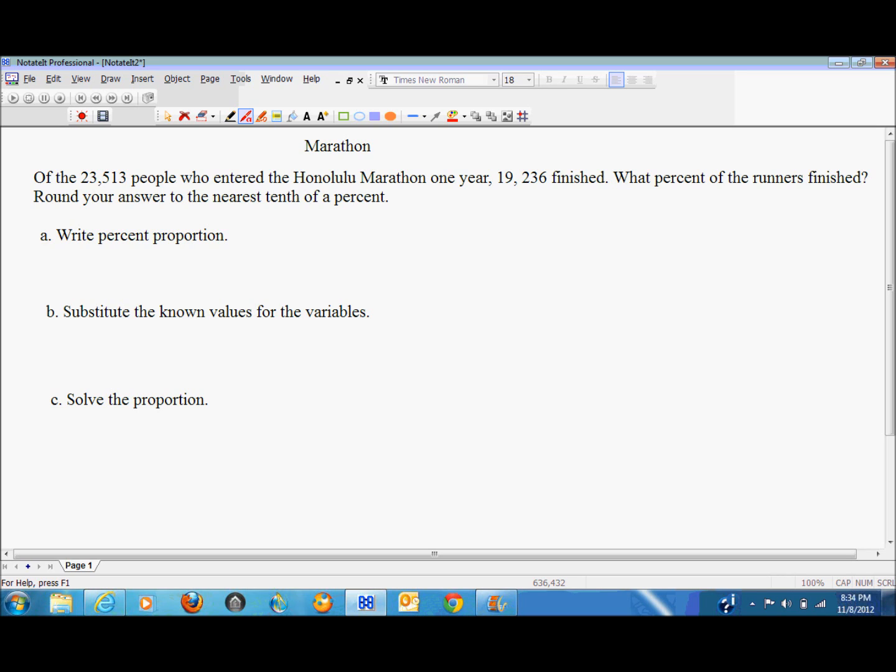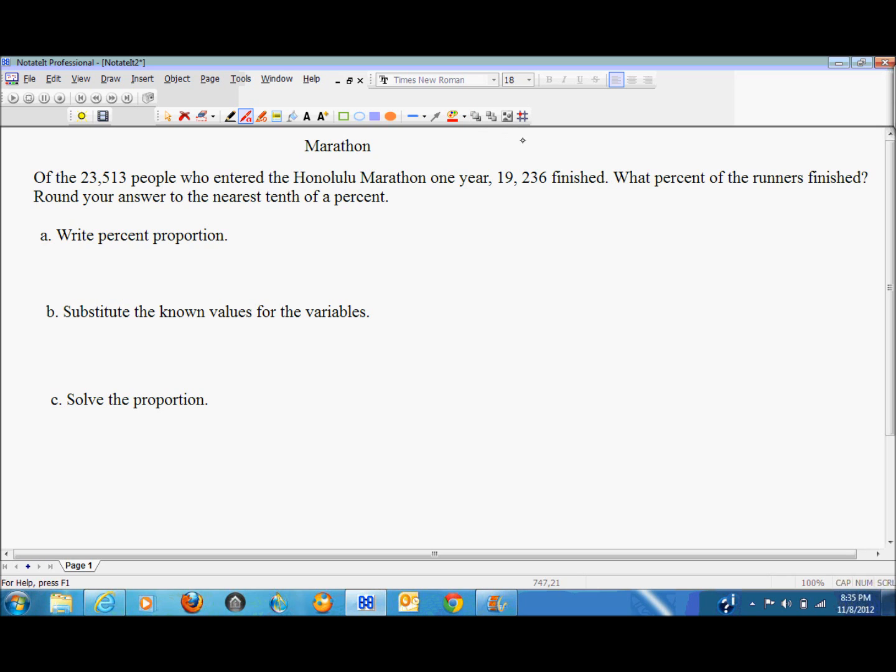Of 23,513 people who entered the Honolulu Marathon one year, 19,236 were able to finish. So, what percent of the runners actually finished? And round your answer to the nearest tenth of a percent.